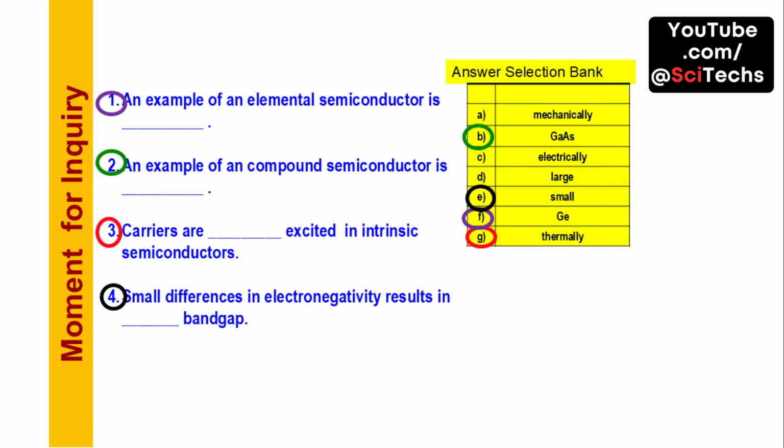Here are the answers to our inquiry. Elemental semiconductors include silicon, while compound semiconductors include GaAs. Carriers in intrinsic semiconductors are thermally excited, and large differences in electronegativity result in a wider bandgap.